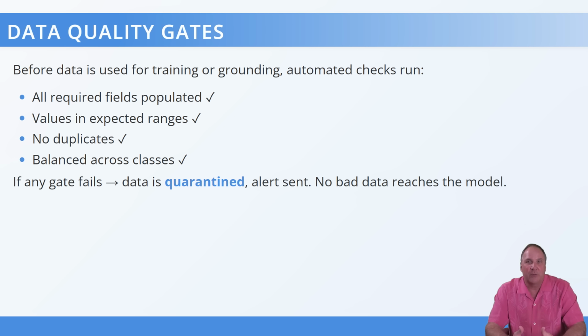Before data is used for training or grounding, automated checks run. Are all the required fields populated? Are values in their expected ranges? Are there duplicates? Is the data balanced across classes? If any gate fails, the data is quarantined and an alert is sent. No bad data reaches the model.